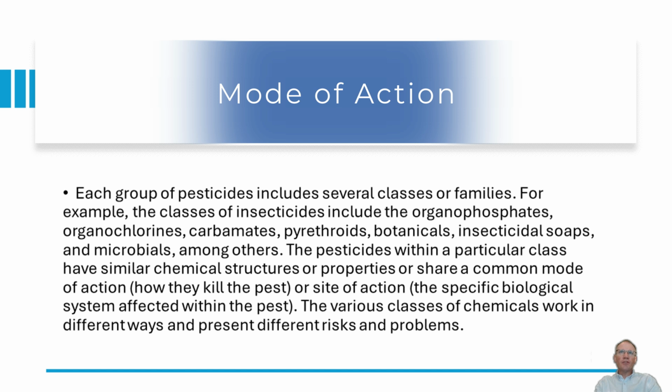It's very important that you understand the mode of action, so as you're looking at each of these different chemical or pesticide classes, they're going to have a different mode of action, or how they kill the pest, or even site of action, the specific biological system affected within the pest. These are very important to note because each one of these classes is going to work a little bit differently on the insects, and that's why some products are more effective on insects than others based on their mode of action. So keep in mind as you go through your pest control career that you need to understand the mode of action for each of these classes of insecticides.